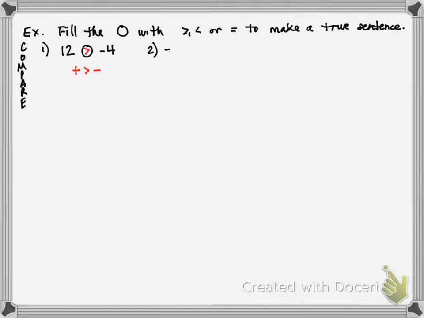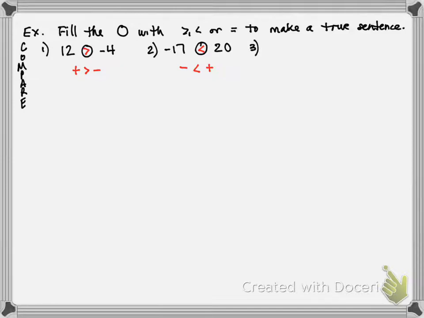Next problem, we've got negative 17, and we want to compare it to 20. So again, we've got the same exact situation. The only thing that is different is the order. So negative is always going to be less than a positive. So negative 17 is less than 20. Perfect, right? Easy.